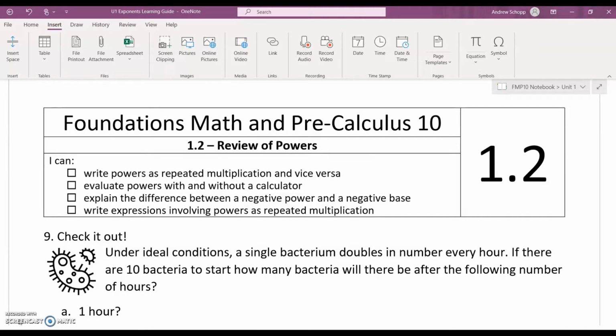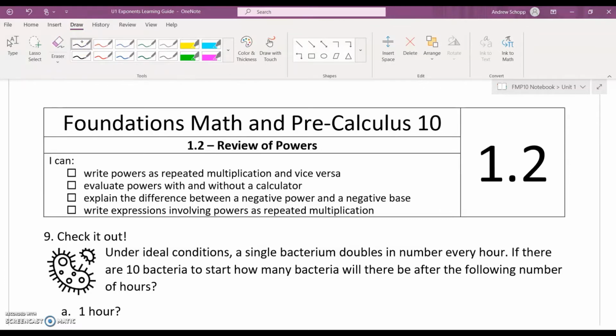I hope by the end of this lesson that you can write powers as repeated multiplication and vice versa. You can evaluate powers with and without a calculator. You can explain the difference between a negative power and a negative base, and that you can write expressions involving powers as repeated multiplication.